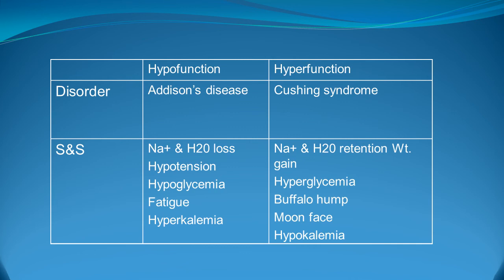So hypofunction of the adrenal produces Addison's disease, and hyperfunction produces Cushing syndrome. Signs and symptoms of hypofunction, that is Addison's disease, are sodium and water loss, hypotension, hypoglycemia, and hyperkalemia. So potassium would be raised. In hyperfunction there is sodium and water retention, hyperglycemia, buffalo hump, and moon face, and potassium would be low.